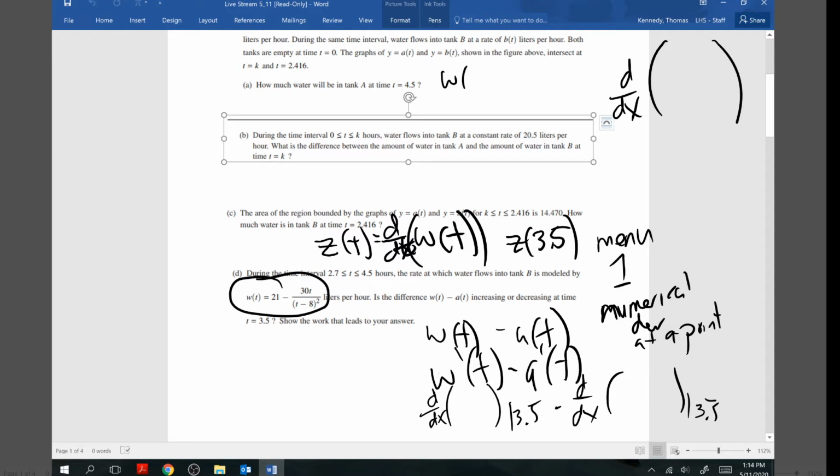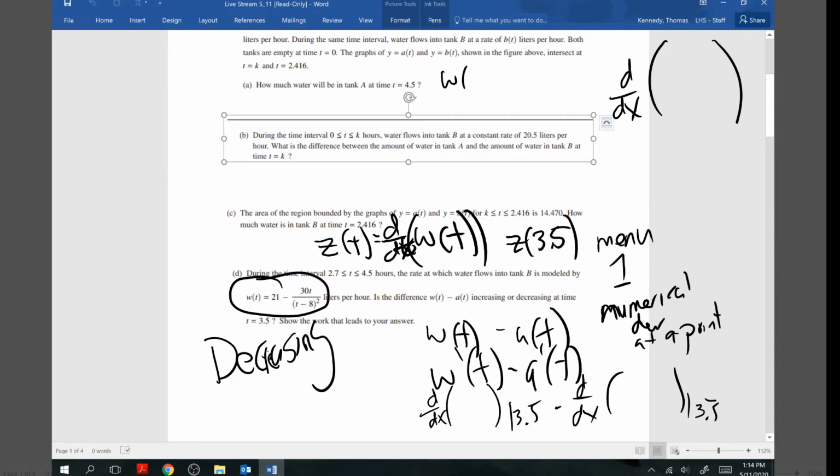Menu 4? Oh, my bad. Yeah, right. Menu calculus and then 1. Numerical derivative at a point's the first thing in calculus. And if you subtract these two rates of rates for this, you should get that it is decreasing. So that fits with my hypothesis from the beginning.